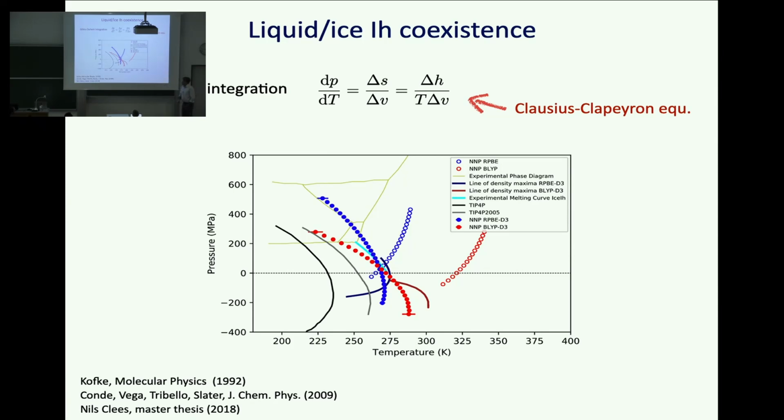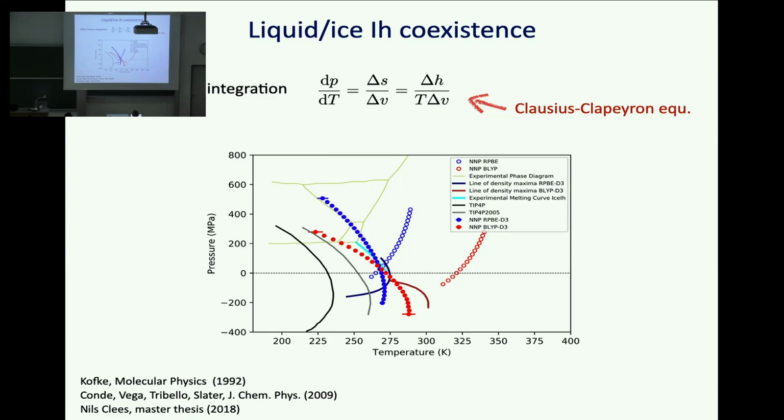The blue line here and the red line here are the coexistence curves that we computed by doing what's called Gibbs-Duhem integration along the coexistence lines, and you see here that this coexistence line is too high and this is too low compared with the experimental data. The other lines don't.